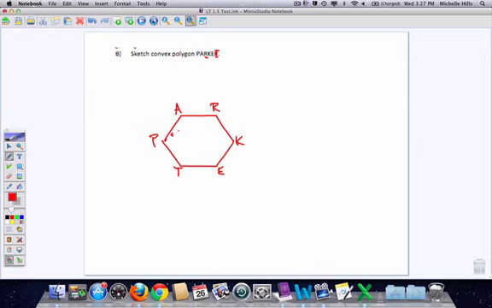So you don't have to use the template. You could have just used a straight edge, but it does have to have 6 sides, and if it says it's got to be this name, you've got to put the labels on the vertices as well.